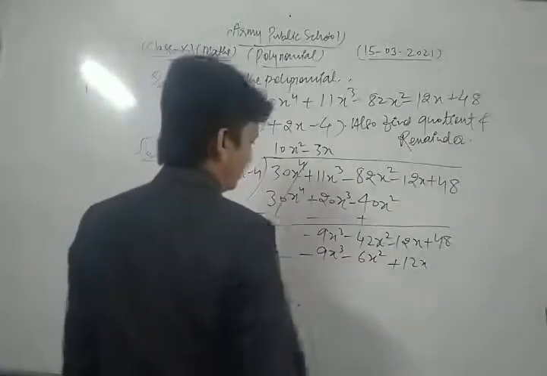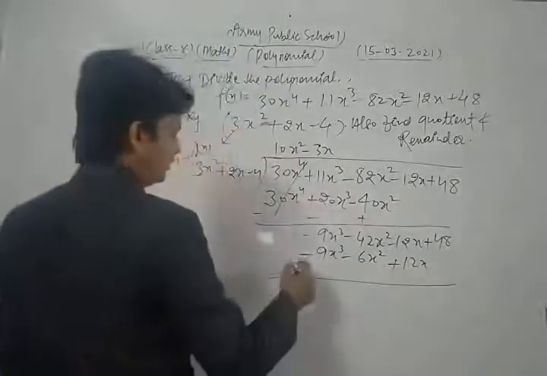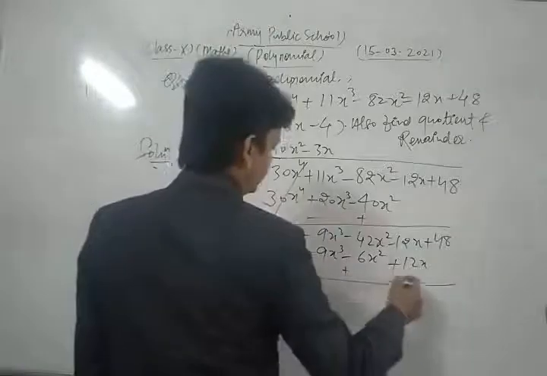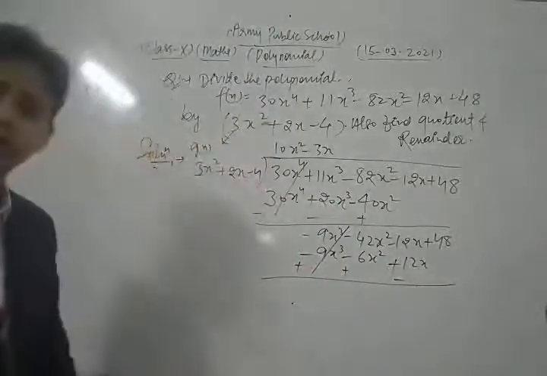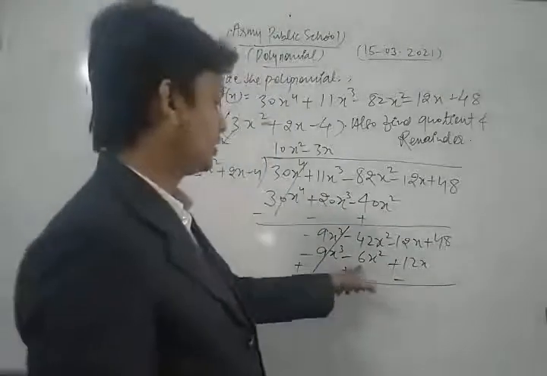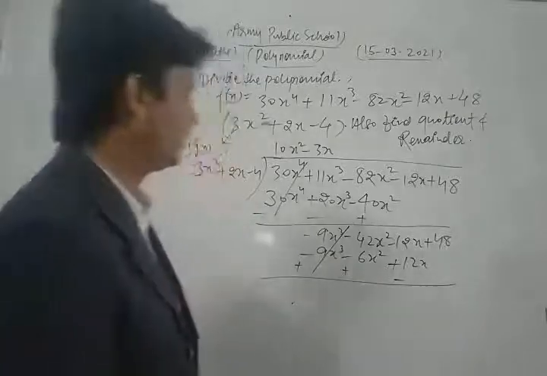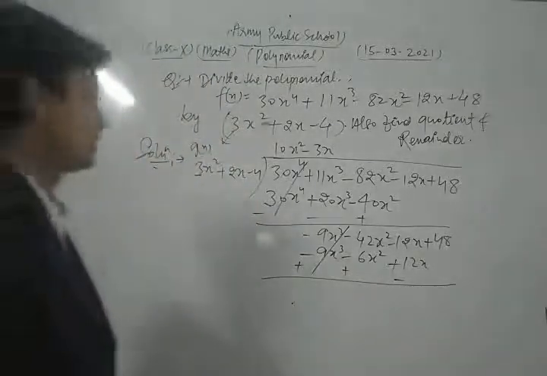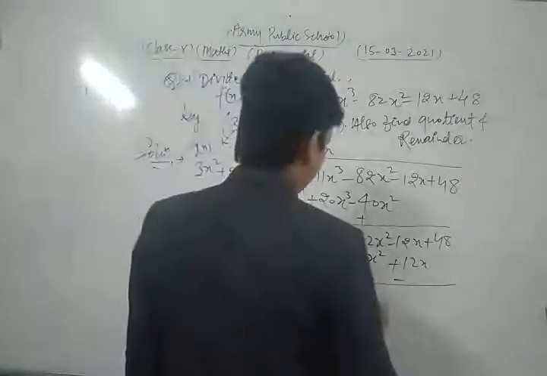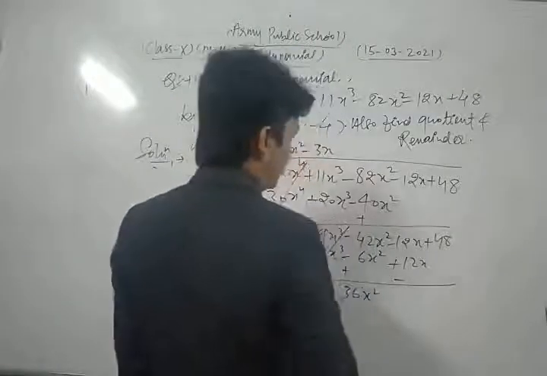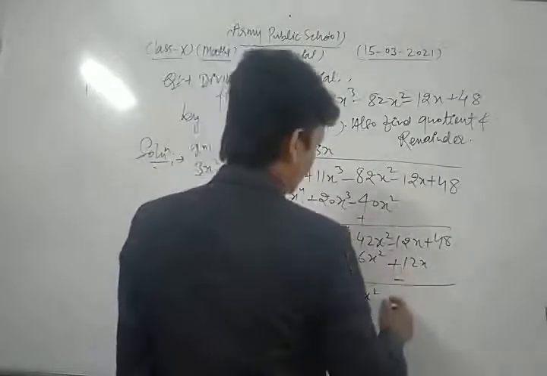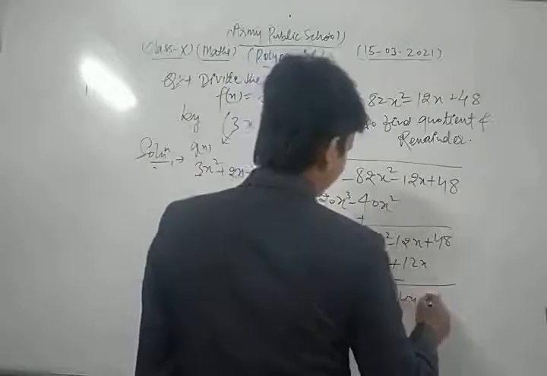12. Minus plus. Okay. Now we convert the sign, plus minus. So this is cancelled to each other. So we get what? Plus 6x square minus 42x square. So we get what? Minus 36x square. Okay. Now this is minus 12x minus 12x. This is minus 24x and plus 48, guys.